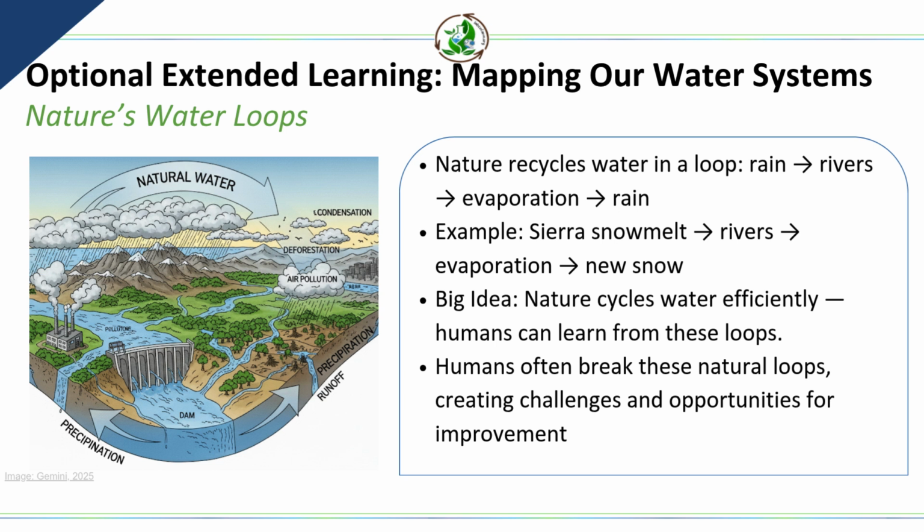The big idea is that nature cycles water very efficiently, and humans can learn from these loops. But humans often break these natural cycles, which creates challenges, like water shortages, but also opportunities to improve the system. Can anyone think of a way humans might accidentally break these loops?